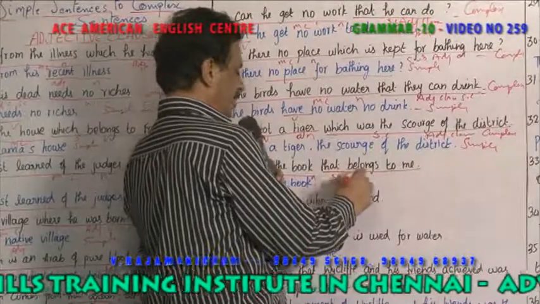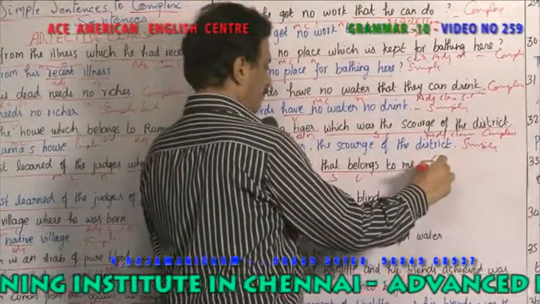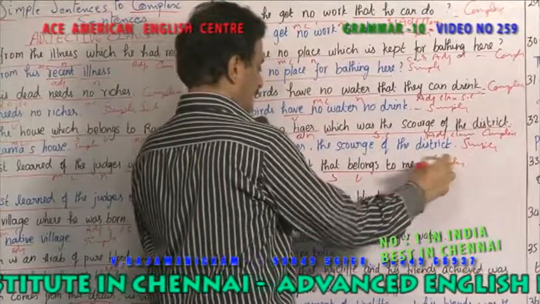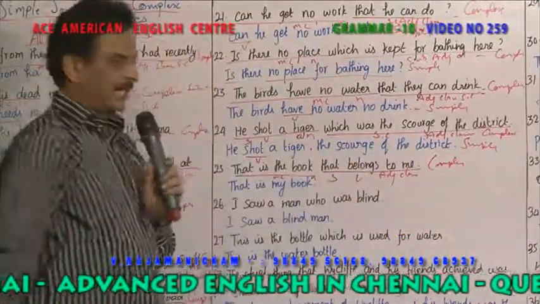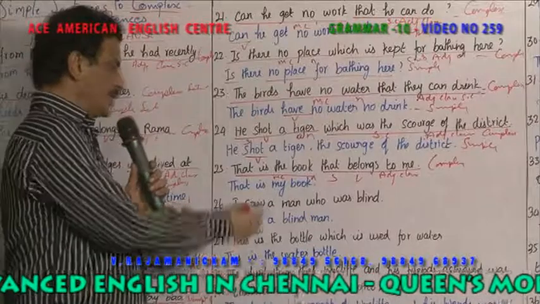So you have a subject and a verb, so this becomes a complex sentence. This is an adjective clause. "That belongs to me" describes the book. So it is a complex sentence.